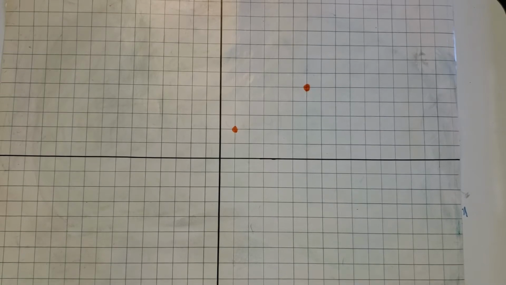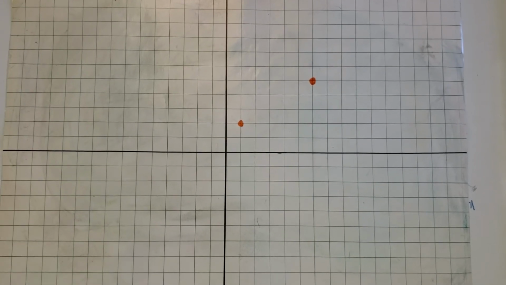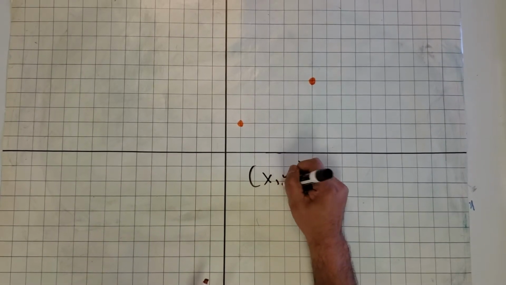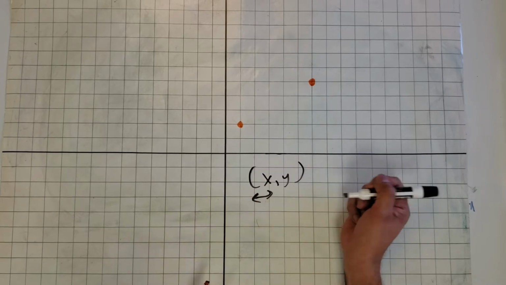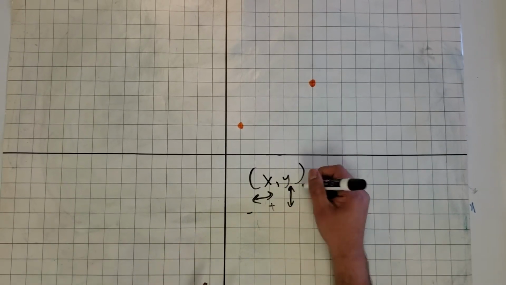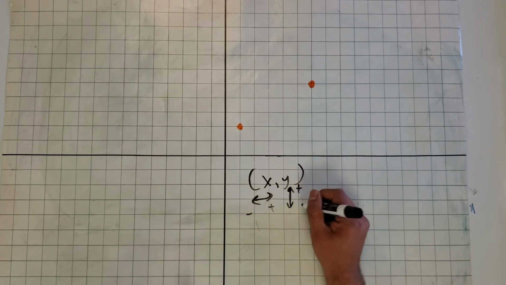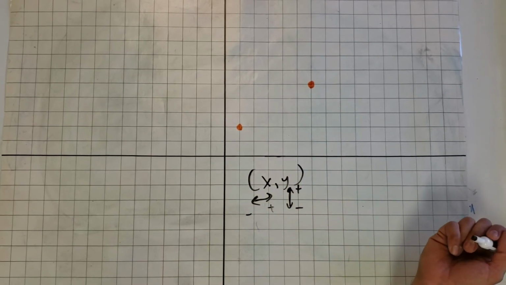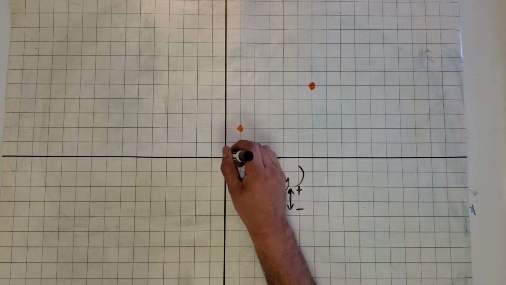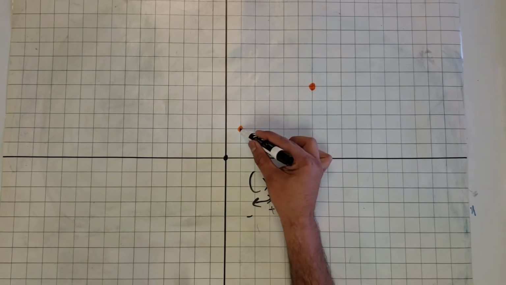First thing we've got to review is how do we find coordinates? Remember, to find coordinates, you have your x and your y. X is your horizontal change, negative to the left, positive to the right. Y is your vertical change. If we go up, we're positive. If we're going down, we're going negative. We always start at the origin. The origin is right here in the center. And then we try to get to that point.